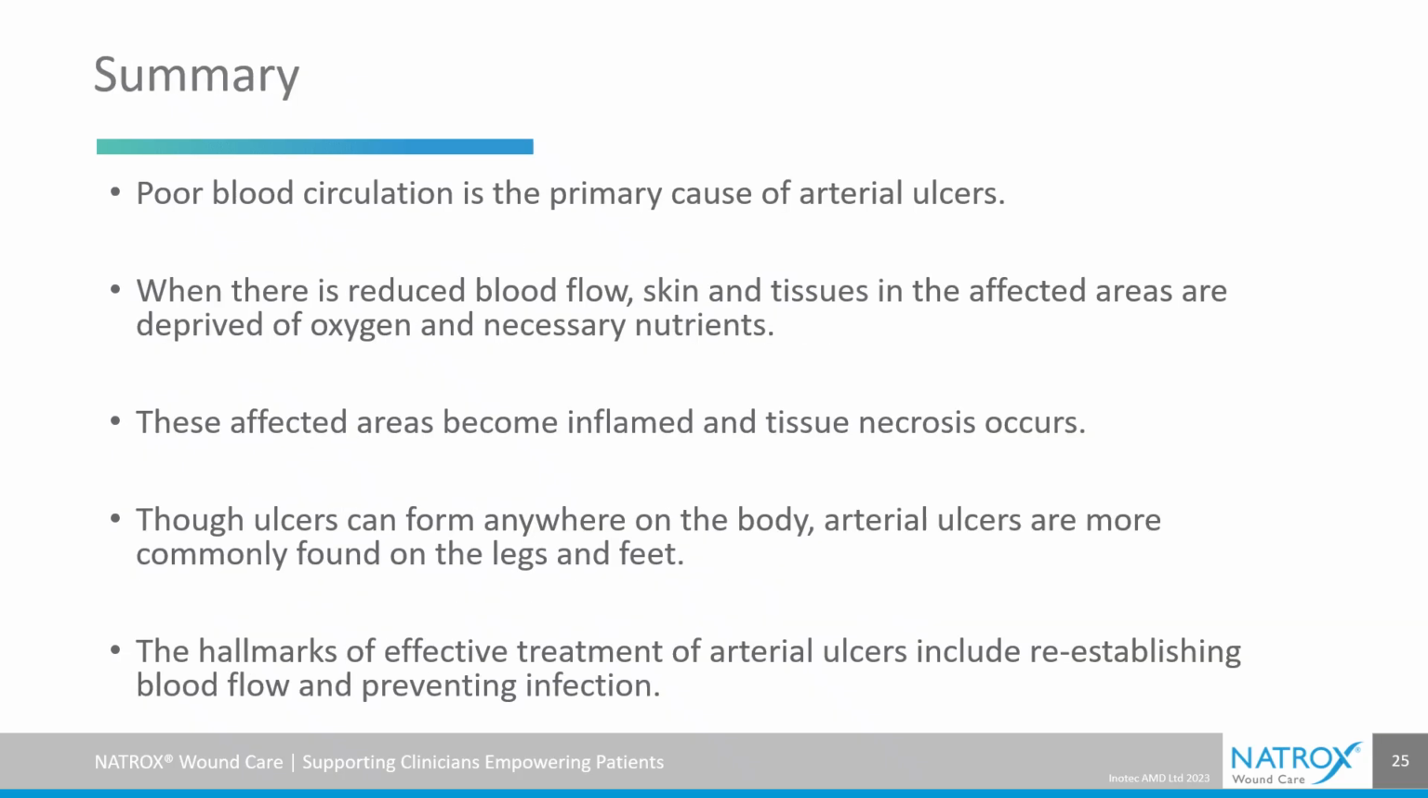In summary, poor blood circulation is the primary cause of arterial ulcers. When there is reduced blood flow, skin and tissue in the affected area are deprived of oxygen and necessary nutrients. These affected areas become inflamed and tissue necrosis occurs. Though ulcers can form anywhere on the body, arterial ulcers are more commonly found in the legs and in the feet. The hallmark of effective treatment of arterial ulcers is reestablishing blood flow and preventing infection.